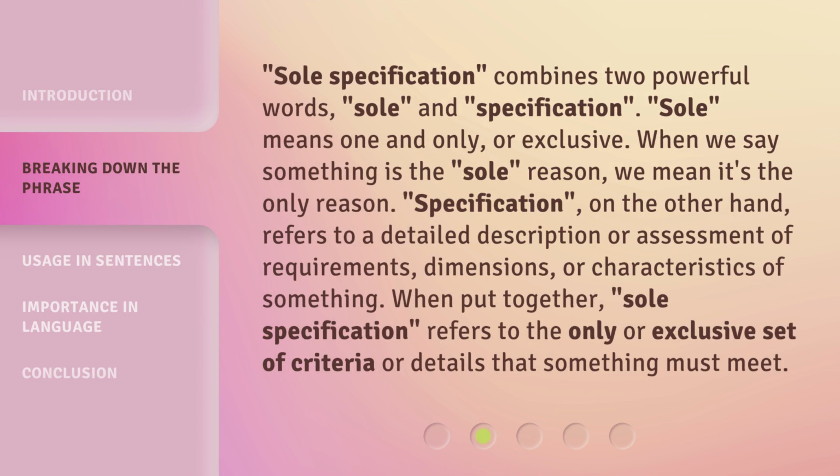Sole specification combines two powerful words, sole and specification. Sole means one and only, or exclusive. When we say something is the sole reason, we mean it's the only reason. Specification, on the other hand, refers to a detailed description or assessment of requirements, dimensions, or characteristics of something. When put together, sole specification refers to the only or exclusive set of criteria or details that something must meet.